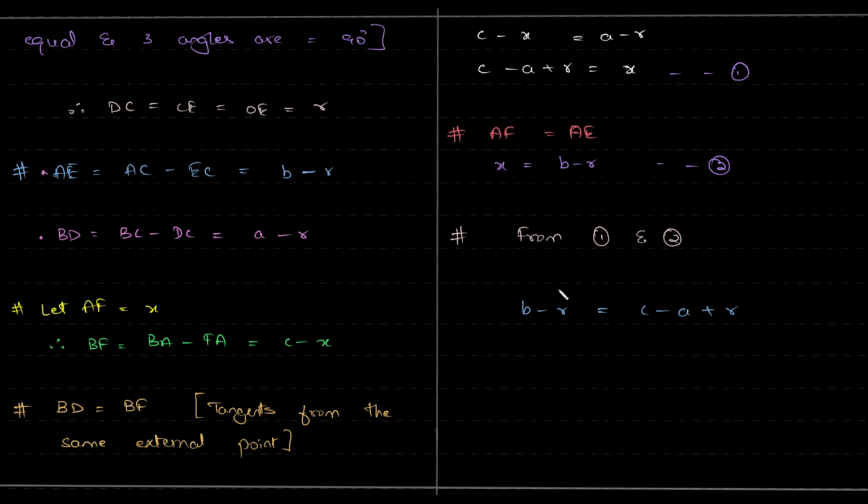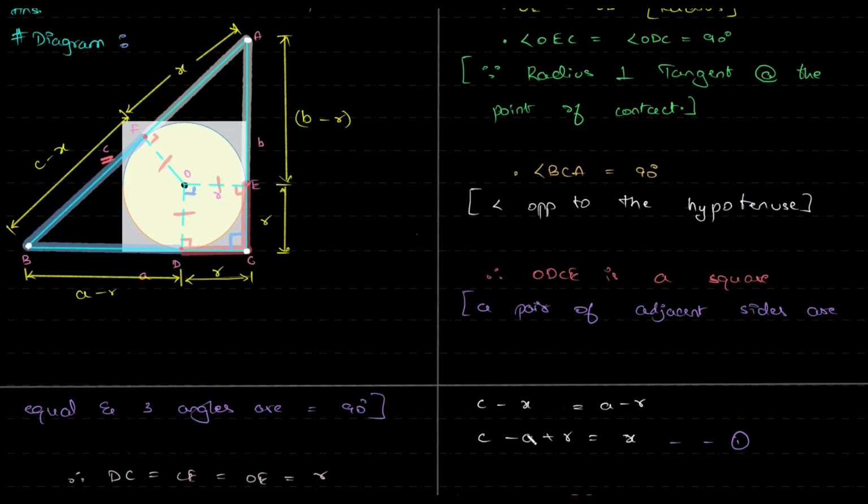A bit of rearranging and we are done. So I'm transposing R over there. We have R plus R, which is equal to 2R, and we have B plus A minus C. Therefore, R is equal to (B plus A minus C) divided by 2. Hence proved. That's it. Okay, so that would be your answer.